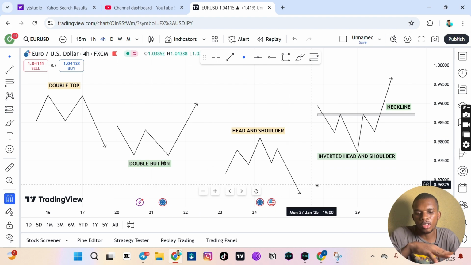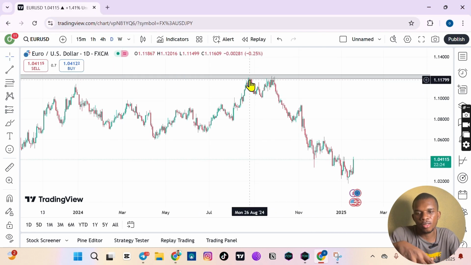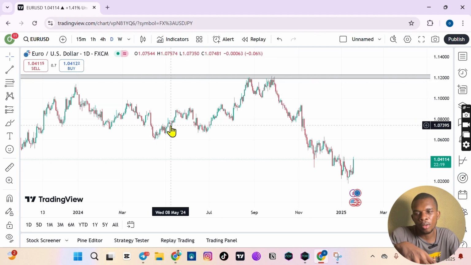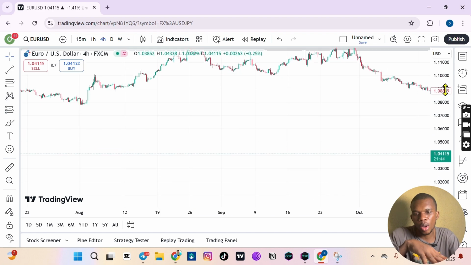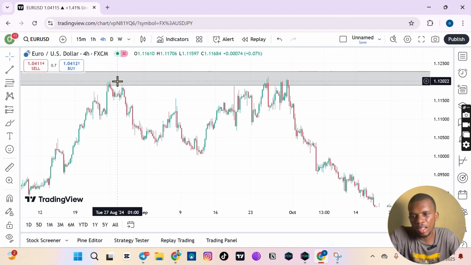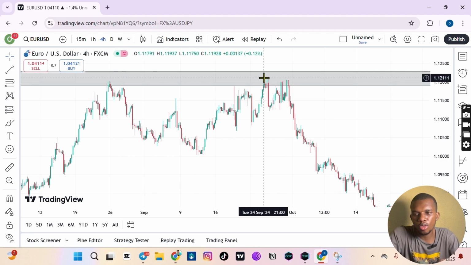Now, let's go back to our chart. Guys, you can see this double top. Once the market made this double top, the market started pulling down. So, guys, you have to go back to the 4 hour time frame to actually see what is happening. Looking at this chart, as you can see, the market made a double top here. It even made a triple top here. Okay, that was another price action.